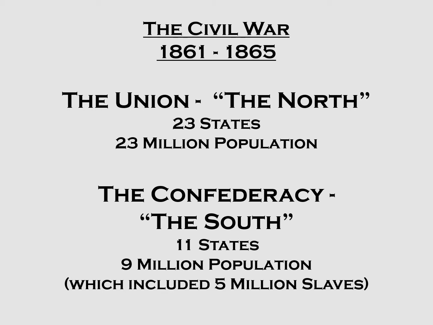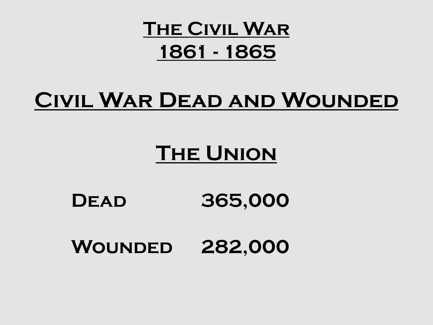For the Union, the North, there were 23 states with a population of 23 million, versus the Confederacy, the South, with 11 states, a population of 9 million, which included about 4 to 5 million slaves. The dead and wounded were enormous. The Civil War dead and wounded figures were the highest in American history for any conflict. If you take all of our conflicts together, from the American Revolutionary War all the way up to the present-day War on Terror, and combine all of their casualty figures, they would still be less than the dead and wounded figures for the American Civil War.